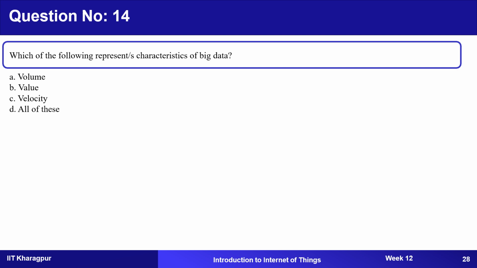Next question is, which of the following represent characteristics of big data? Options are volume, value, velocity, all of these. Yes, ma'am, all of these. Right, D. Yeah, right. All of these.